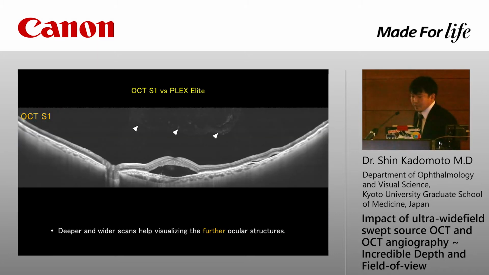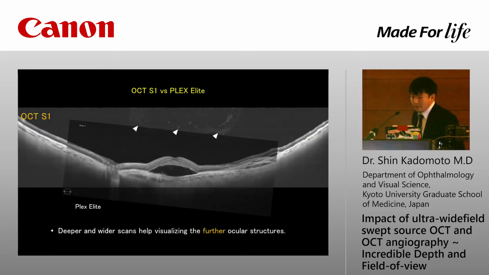This is another case of CSCR. Conventional 16 swept source OCT can also show us the peripheral serous retinal detachment and the thickened choroid. However, OCT-S1 shows more information about this disease. Not only the PVD information, but also S1 tells where the vitreous body is. Deeper and wider scans help visualize the further ocular structures.